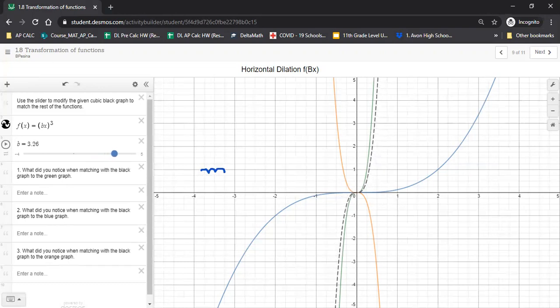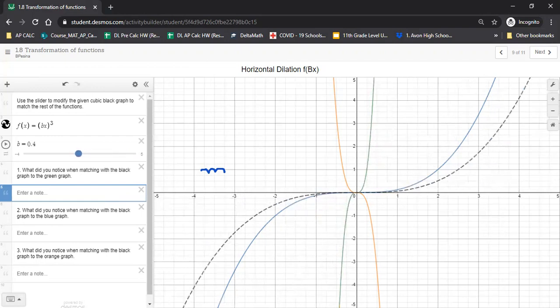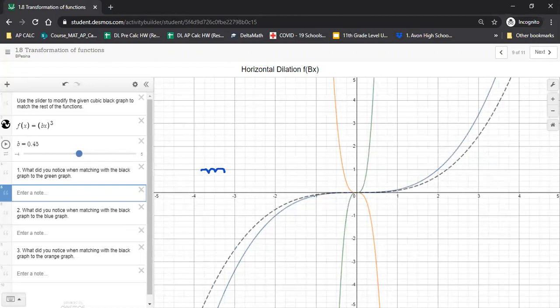So as I match it to my green function, notice what it's doing as the numbers get bigger. So I'm horizontally compressing. Okay, so I'm going to go ahead and compress it like so. What happens when we match the functions to the blue functions? That's happening when it is between 0 and 1. So between 0 and 1, you can see that I'm horizontally stretching it.